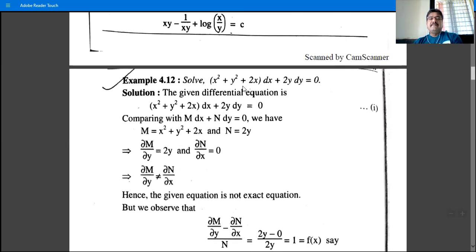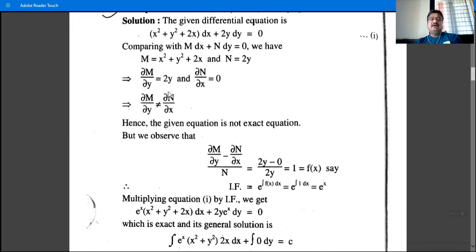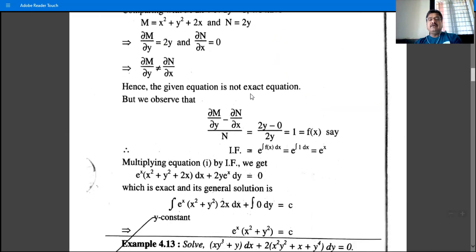So next example, solve x square plus y square plus 2x dx plus 2y dy is equal to 0. The given differential equation is this. So compare with M dx plus N dy is equal to 0. So we have M as this, N as this, and if you find del M by del y it is 2y, because the derivative with respect to y means x square derivative is 0, y square 2y, 2x 0. Del N by del x is 2y, derivative is 0 with respect to x. And so del M by del y is not equal to del N by del x. And therefore the given equation is not exact.